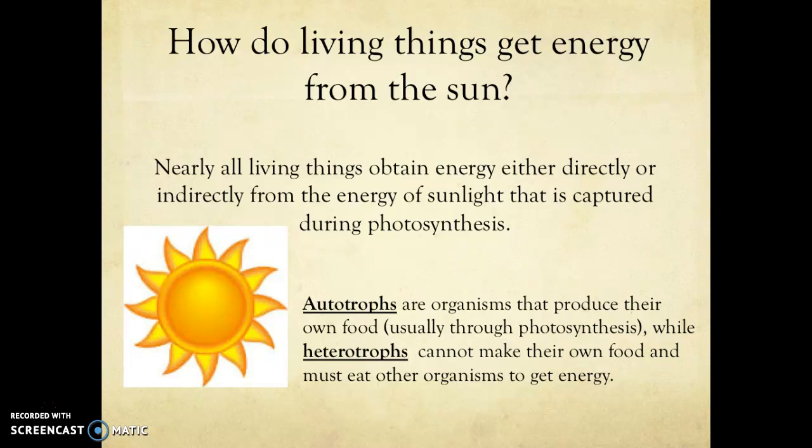So, photosynthesis is all about getting energy from the sun. How do living things get energy from the sun? Well, pretty much every single living thing obtains energy either directly or indirectly from the energy of the sun, and the energy of the sun is captured during photosynthesis. Now, these next 2 words are a quick 7th grade review. We have 2 types of organisms. We have autotrophs, which make their own food, usually through photosynthesis.